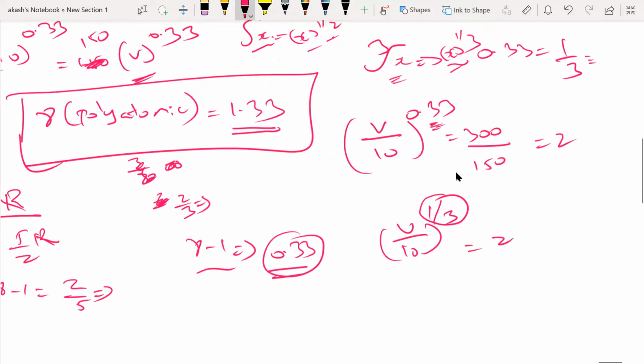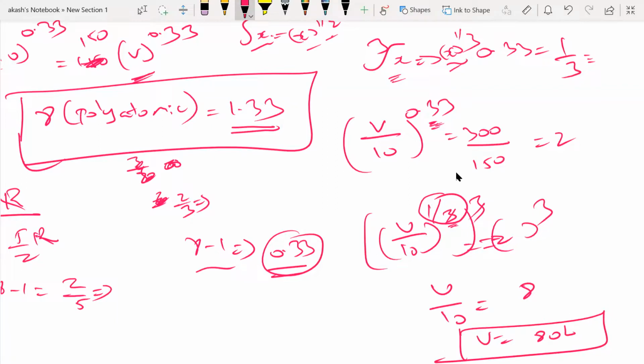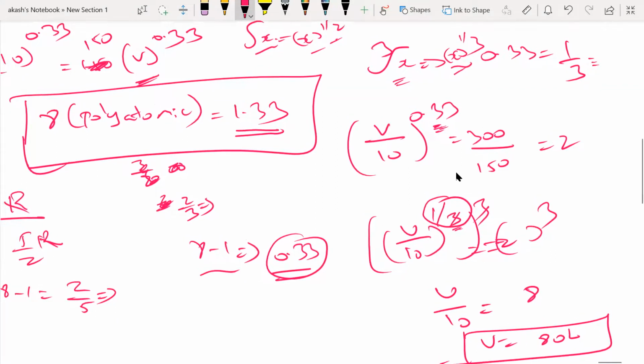Now I don't want this cube root, so can I take the whole cube on both sides? When you do the whole cube, the 3 and 3 get cancelled, so all that I'll have is V by 10 equal to 8, that is 2 cube. So the final volume should be around 80 liters. That's the answer to this question. Okay, right? So you have to remember two things.